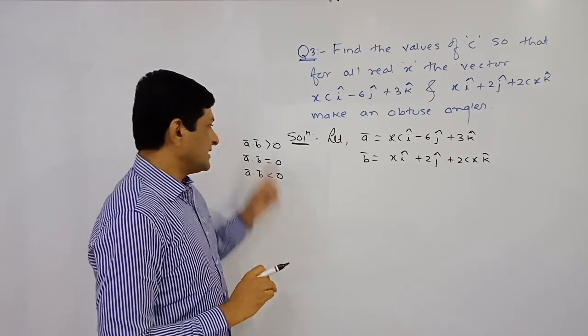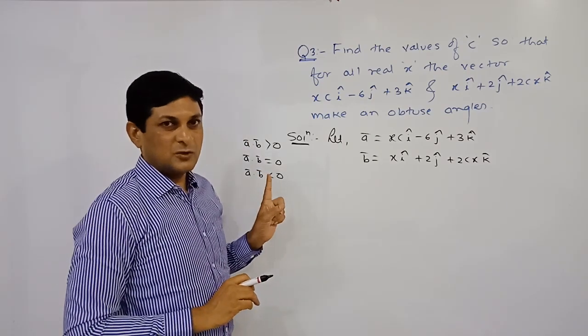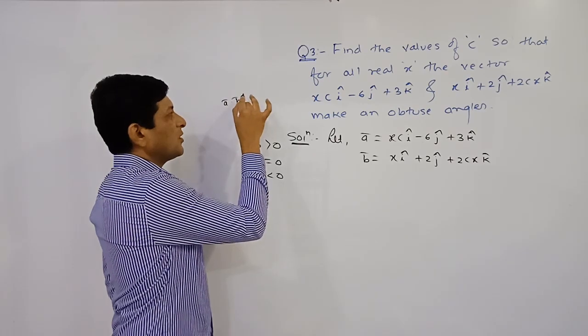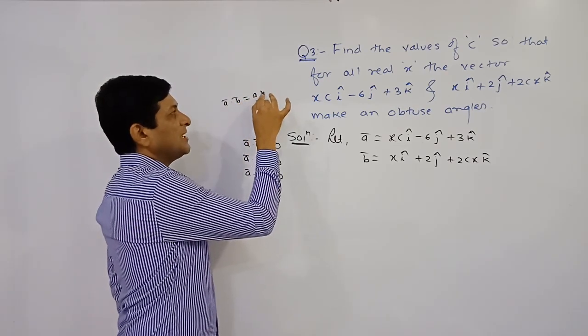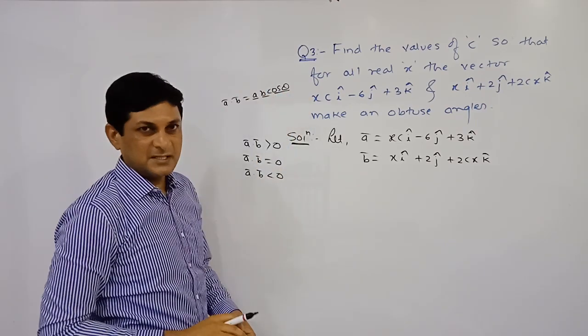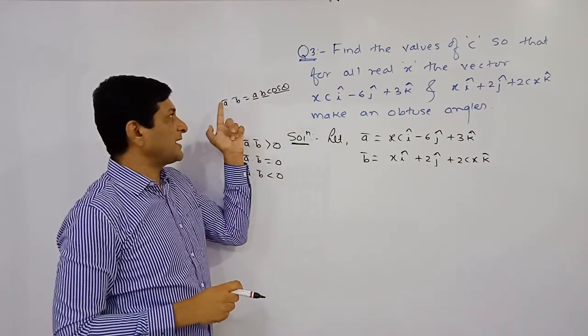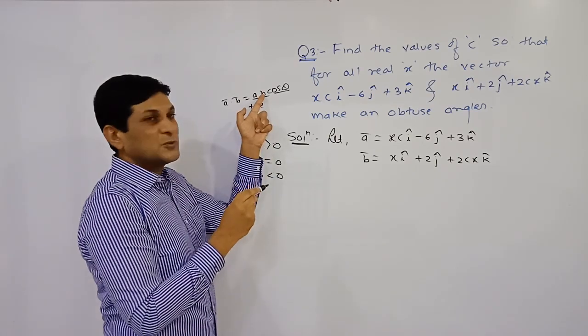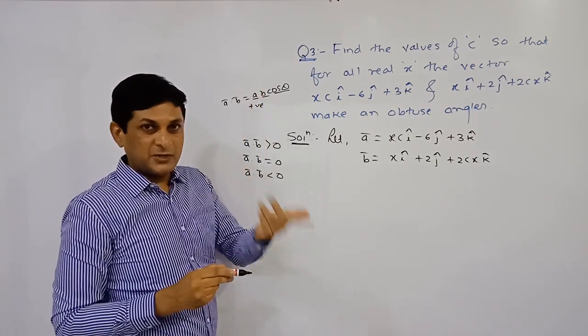Now using this result, I hope you remember this result. What is the definition of a bar dot b bar? A bar dot b bar is equal to a b cos theta. Multiplication of three terms is there, isn't it? So here the first term is the magnitude of the first vector, meaning the first term is positive. Now the second term is the magnitude of the second vector. Magnitude is length.